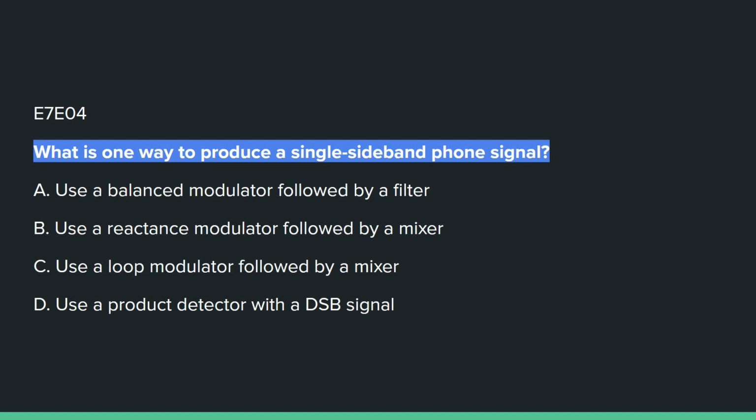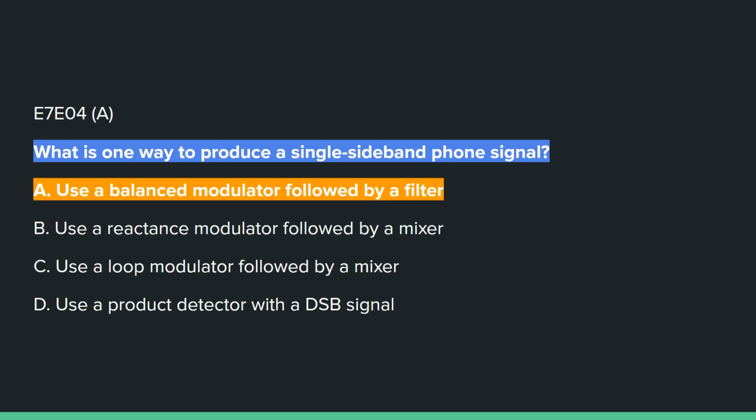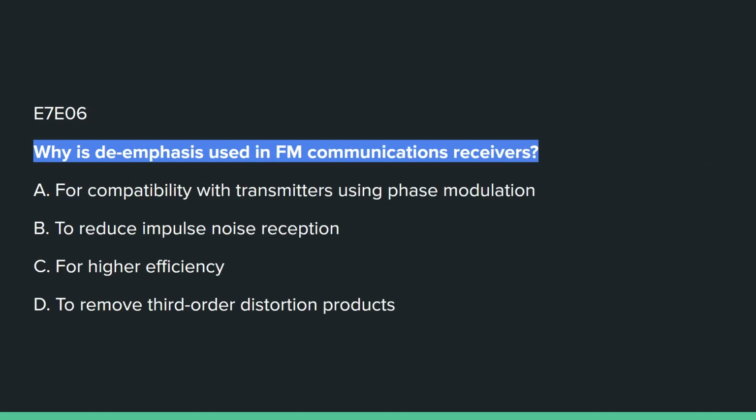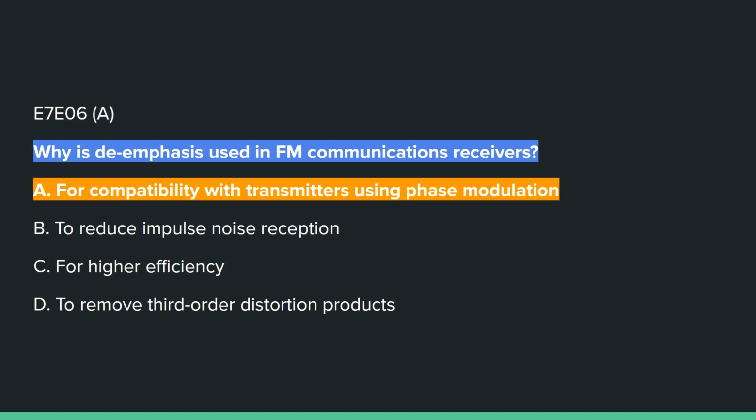E7E04, what is the one way to produce a single sideband phone signal? A. Use a balanced modulator followed by a filter. E7E05, what is added to an FM speech channel to boost the higher audio frequencies? D. A pre-emphasis network. E7E06, why is de-emphasis used in FM communication receivers? A. For compatibility with transmitters using phase modulation.